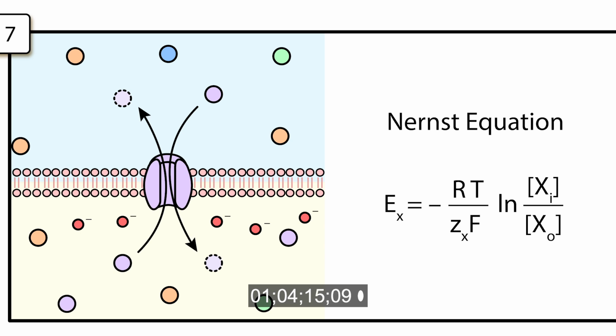Remember, potassium is high inside and low outside. That's the chemical portion of the equation, and that is shown by the log of X inside over X outside, where X would be potassium ions. The electrical component is shown by the constants in the middle. These are the R, the gas constant, T, the temperature, in degrees Kelvin, the valence of the ion, in this case 1, and Faraday's constant.